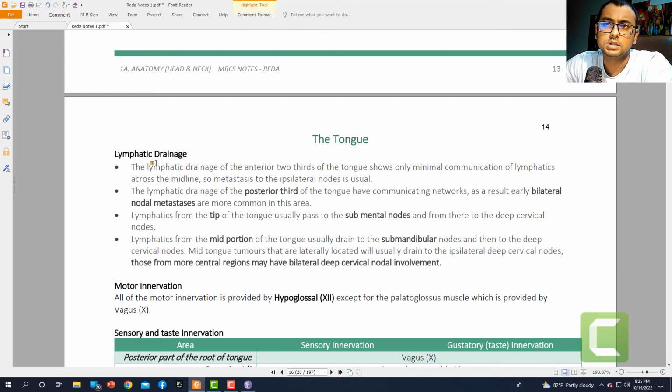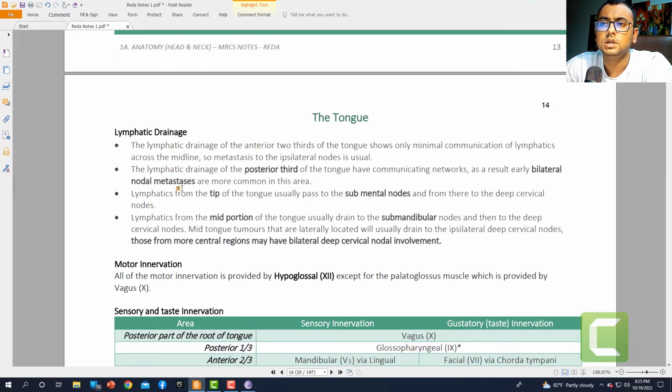Now the tongue. The lymphatic drainage of the anterior 2/3 of the tongue shows only minimal communication of lymphatics across the midline, so metastasis to the ipsilateral nodes is usual. The lymphatic drainage of the posterior third of the tongue has a communicating network. As a result, bilateral nodal metastases are more common in this area.